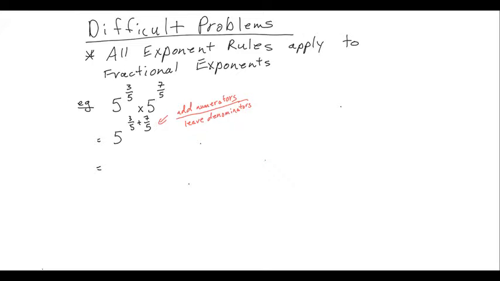So sometimes when we're working with difficult problems, we have to realize that basically all the exponent rules that we've been working with also apply to fractional exponents. So for 5 to the 3/5 times 5 to the 7/5, we're just going to add our exponents, because that's what we used to do before anytime we had two multiplied exponents where the bases were the same. So we have 3/5 plus 7/5.